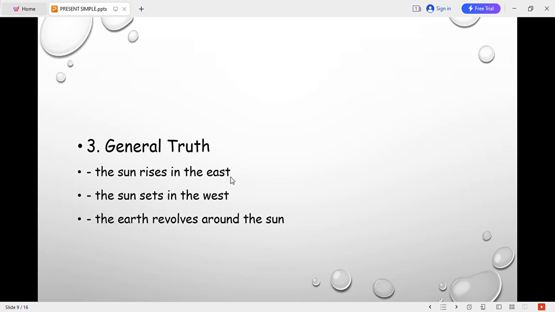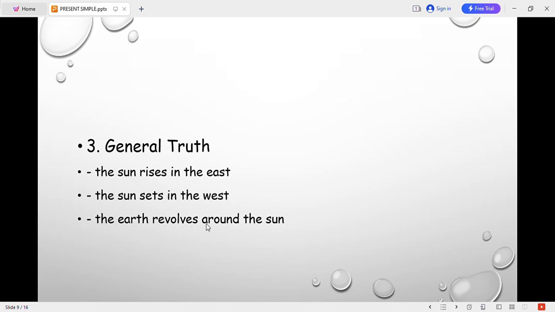So general truth shows the present simple tense. If you want to write a sentence about general truth, the tense we use is present simple tense. The sun sets in the west. That's the general truth. Not the sun sets in the east, but the sun always sets in the west.